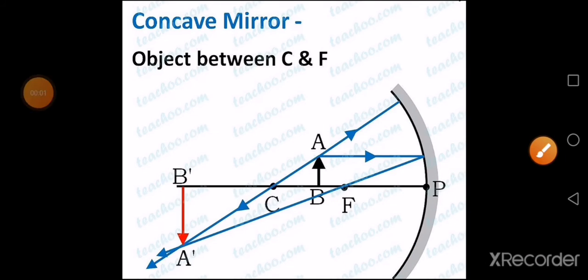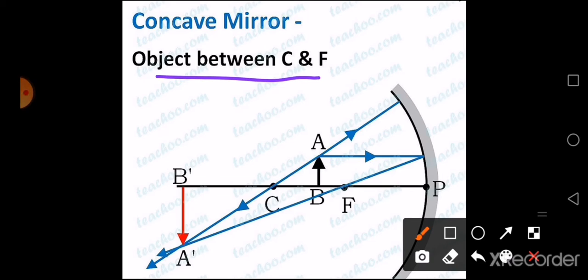Now consider the next case, that is, whenever the object is kept between the center of curvature and focus. Here, as usual, you are going to keep the object anywhere between C and F. The first ray of light, you are going to take parallel to the principal axis, which after reflection will pass through the principal focus, and the next possible ray is through the center of curvature.